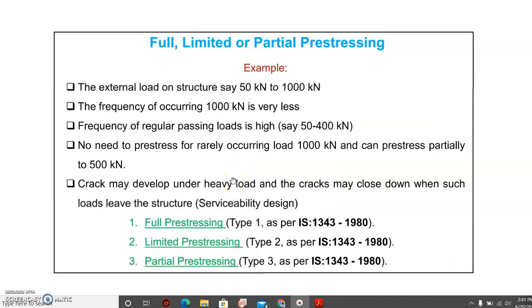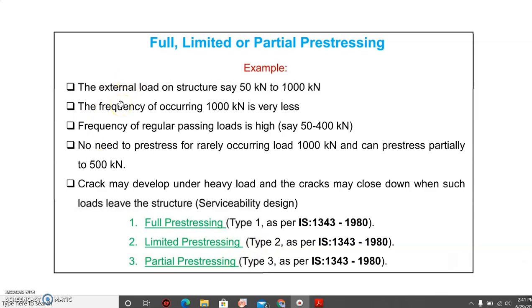Next, full, limited or partial pre-stressing. As per IS 1343:1980, type 1 gives full pre-stressing, type 2 is limited pre-stressing and type 3 is partial pre-stressing. In type 1, there is no tension. In type 2, the limited pre-stressing, tensions are allowed. In type 3, the partial pre-stressing, tensions are allowed but within the permissible limit. In type 2, tensions are permitted within the kernel section.